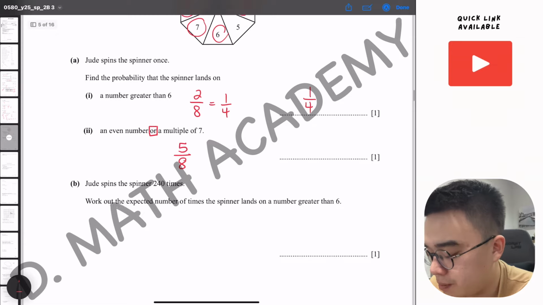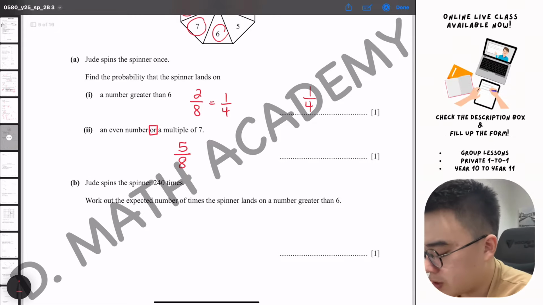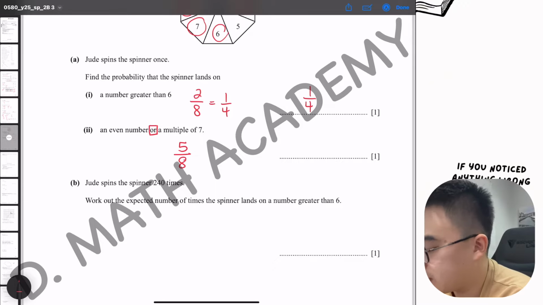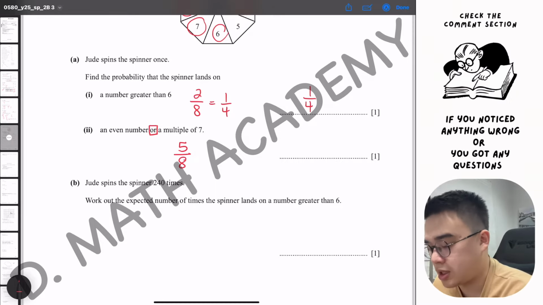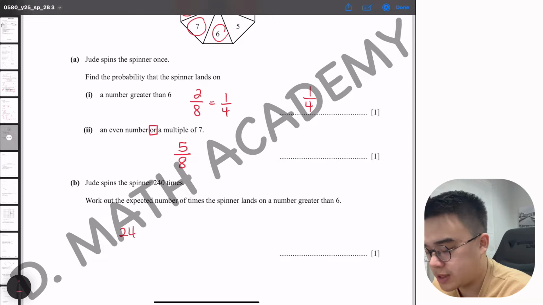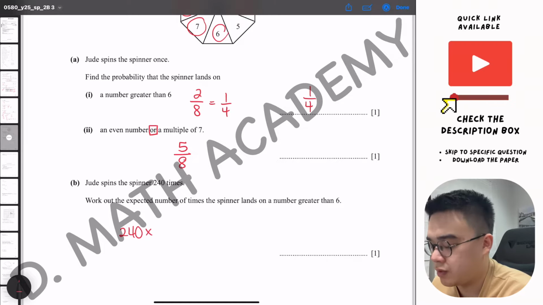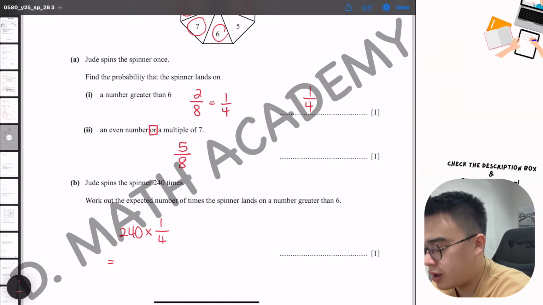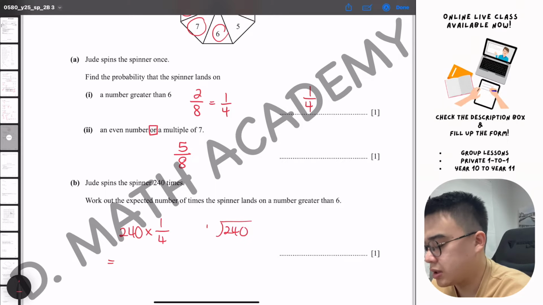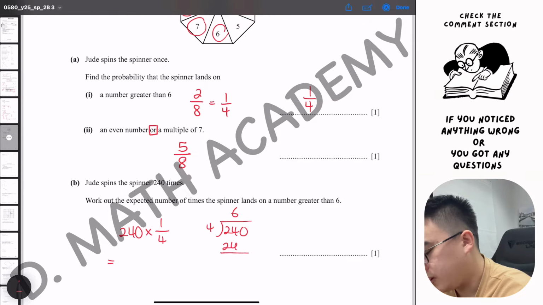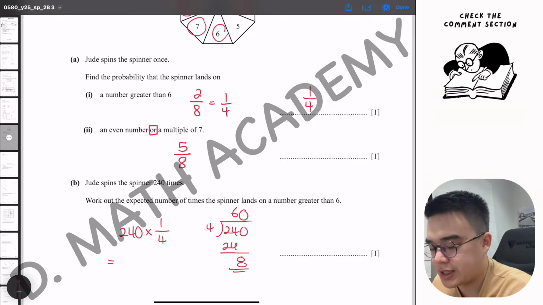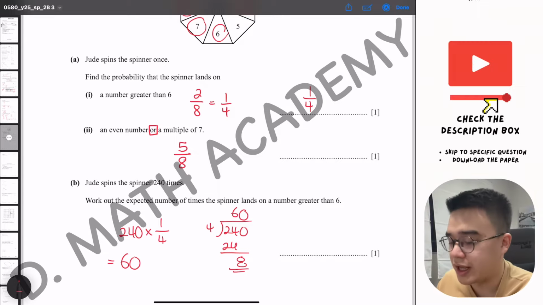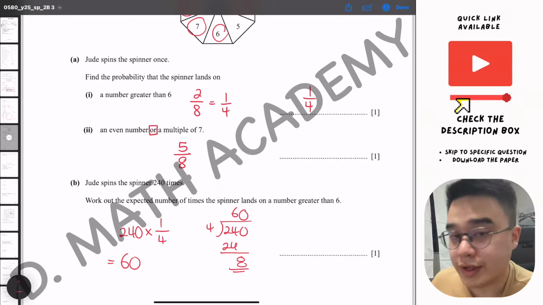Next, for question B, Jude spins the spinner 240 times. They wanted to check the expected number of times it lands on a number greater than 6. So they basically rinse and repeat the question, but this time they give you the number of tries. So you're supposed to divide this by 4 and you get your answer. Based on the calculation, you will get 60 times that they expect it to land out of 240.